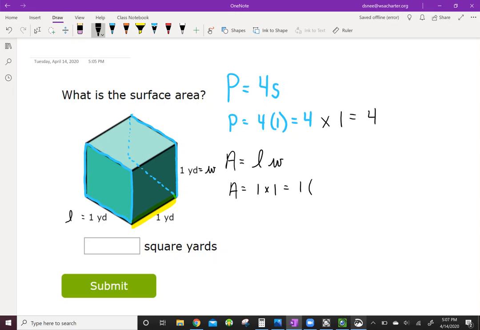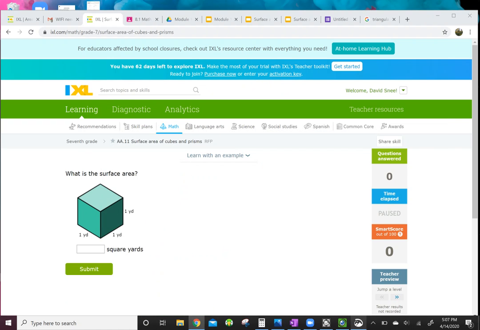And then I'm going to multiply that by 2 because I have 2 of these blue bases. I've got one on this side and I've got another one on that side. Okay, so now I have 2, and I'm going to add that 2 to the 4 I started with, and I'm going to find that this has 6 square yards. Okay, I'm going to try that out right there. I'm going to put 6 in there, and I'm going to submit.